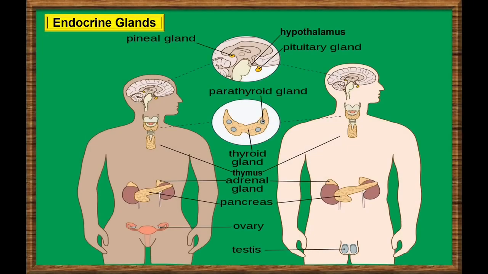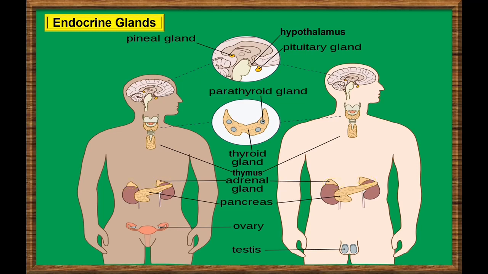Here are the main hormone-producing glands of the endocrine system. Starting from the head, we have the hypothalamus, the pituitary gland, also known as the master gland, and the pineal gland. At the neck area, we have the thyroid gland. At the back of the thyroid gland, we have the parathyroid glands. In the chest area, we have the thymus. Deep in the abdomen area, we have the pancreas, and sitting on top of our kidneys, the adrenal glands.